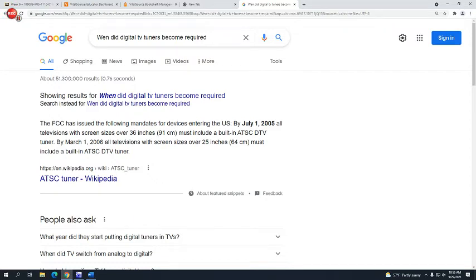In 2005, all televisions over 36 inches had to have a built-in digital TV tuner.